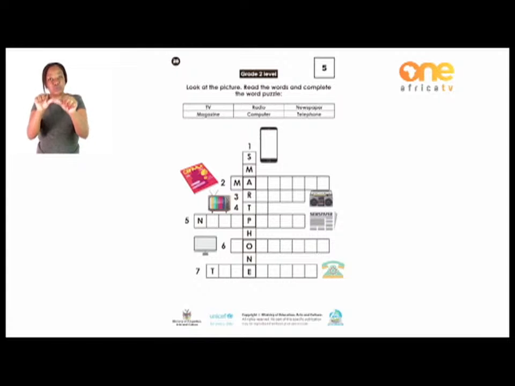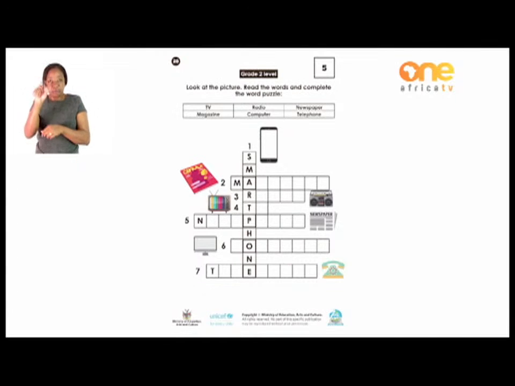Which one do you think is the correct word there from the table above? Is it a TV? Is it a radio, newspaper, magazine, computer, or telephone? So finish it up. And number 3 also, it starts with an R. So what is that? And the picture is there at the end. Find it out and finish the letters that are left.